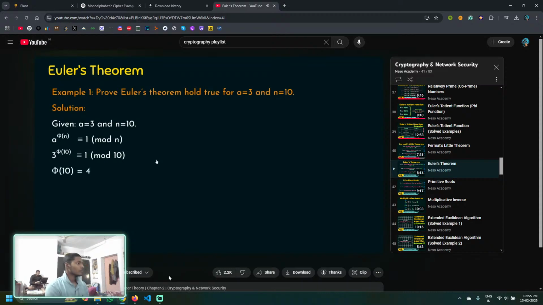I hope you can recollect this. I have given some formulas to solve this. See, 10 can be a product of two different prime numbers, 2 and 5, right? So 10 can be written as 2 into 5. So 2 and 5 are two different prime numbers.